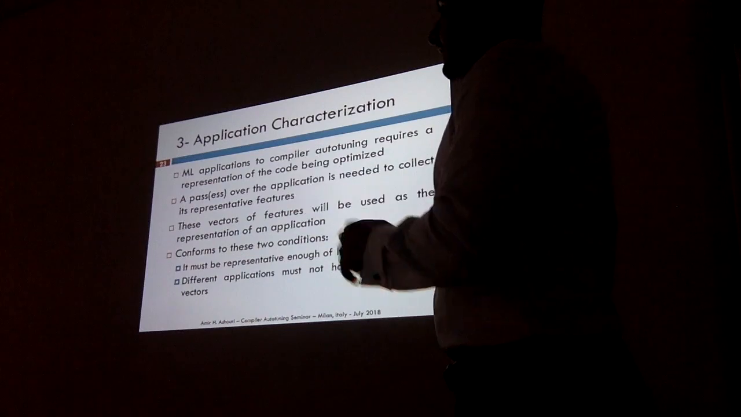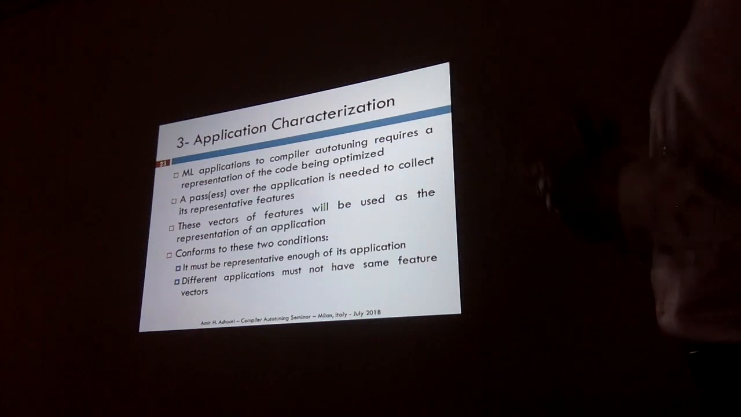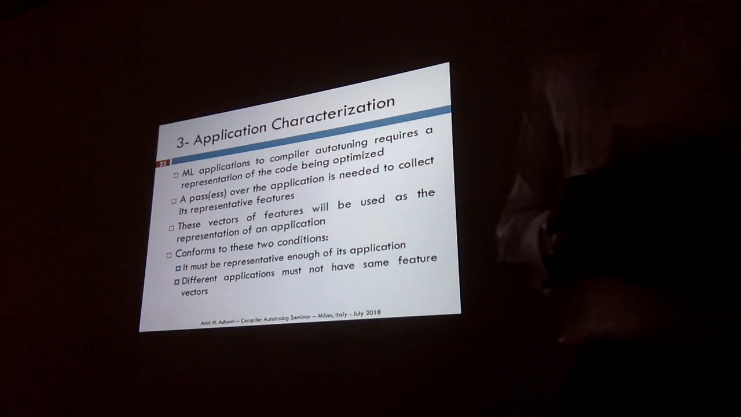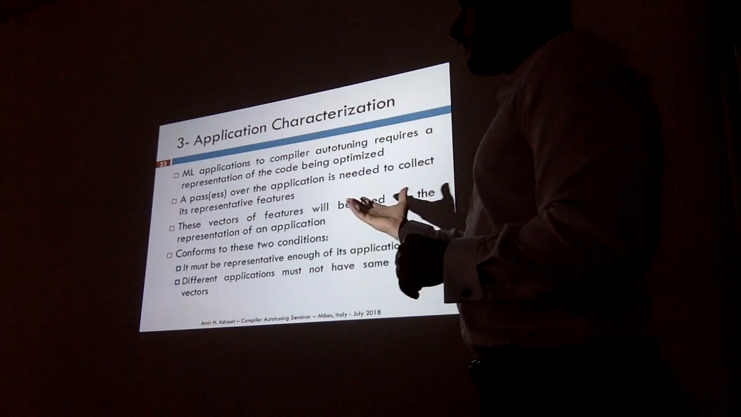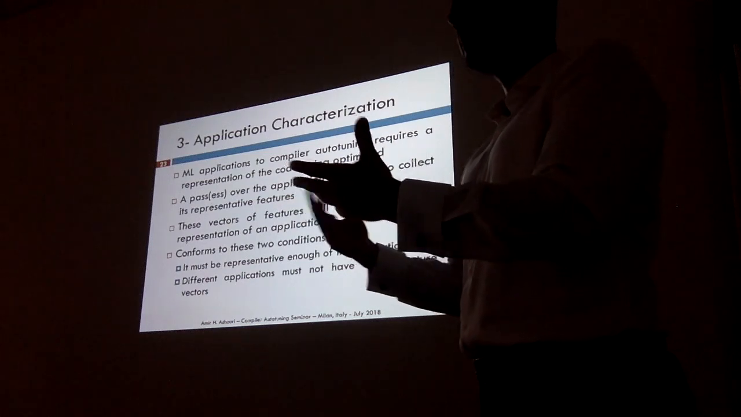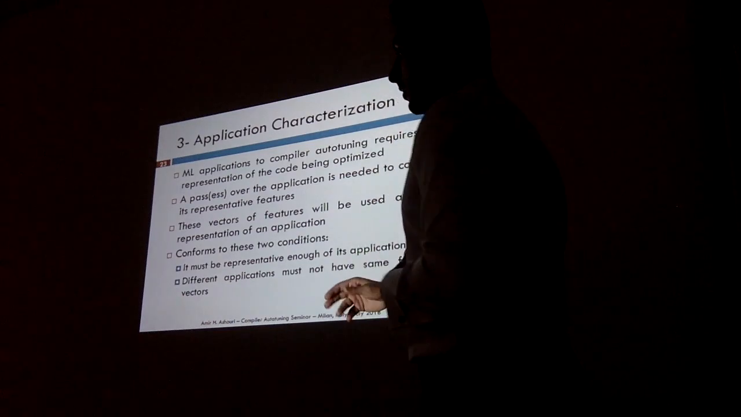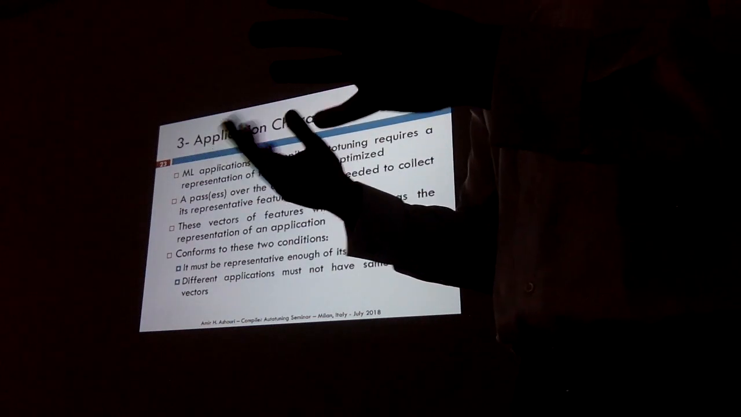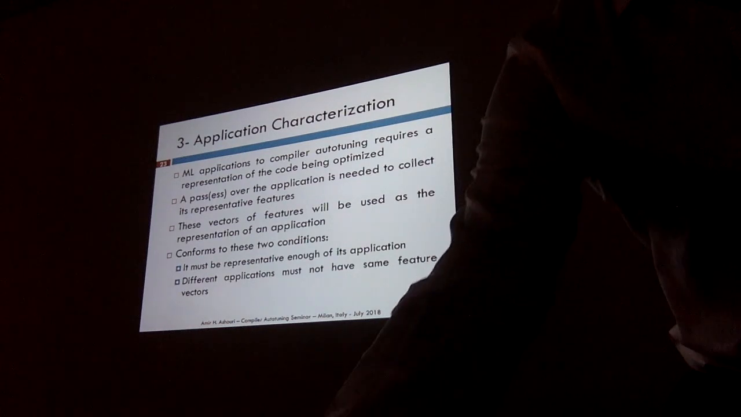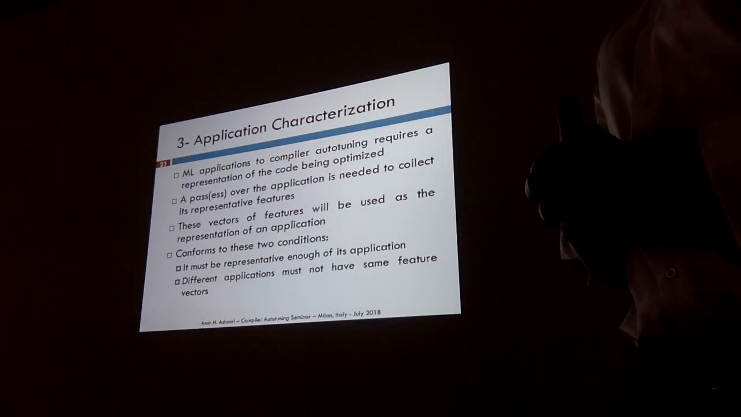In order to generate that, it's obvious that we have at least one pass or a number of passes over the application to collect its representative features. These feature vectors will be used in order to feed the machine learning model. But you have to conform with two simple conditions. Because we are using a machine learning model, it should be representative enough of the application, so when we train, the model will be accurate enough. Another point to consider is that different applications must not have the same features. Otherwise, the model will be confused and you won't get optimal results as the output. So if you conform with these two conditions, you're going to have a good enough representation of your application.